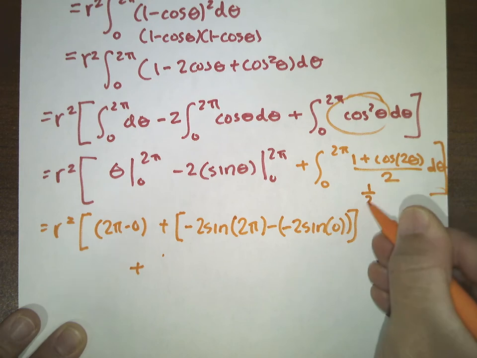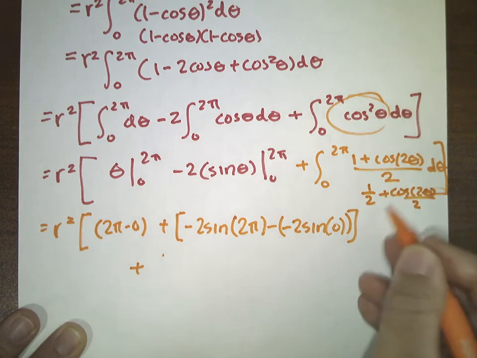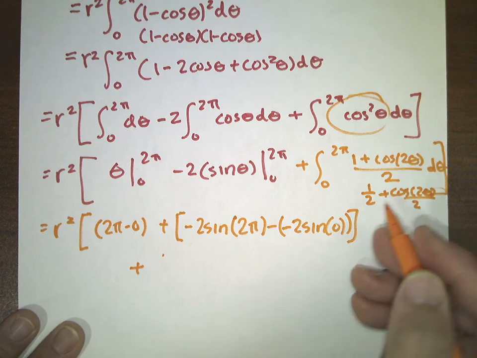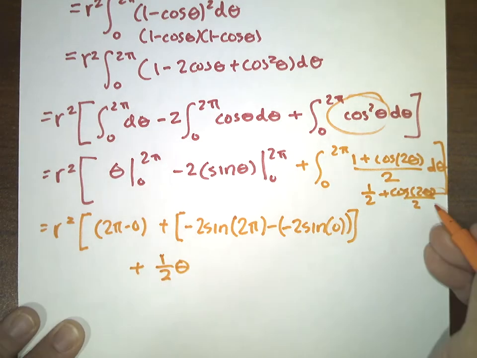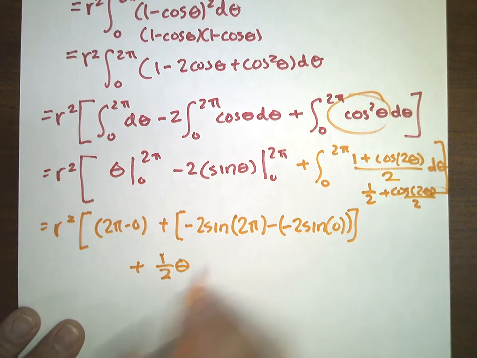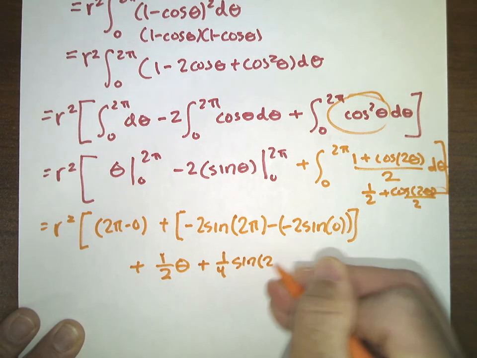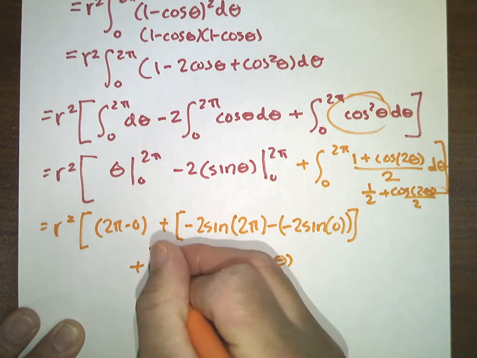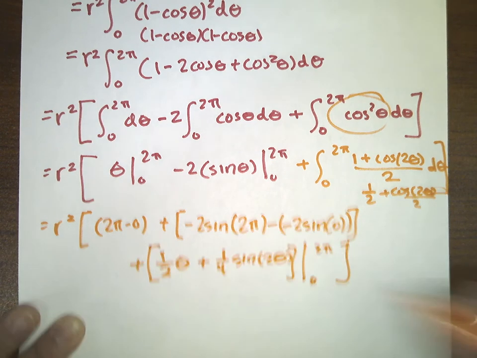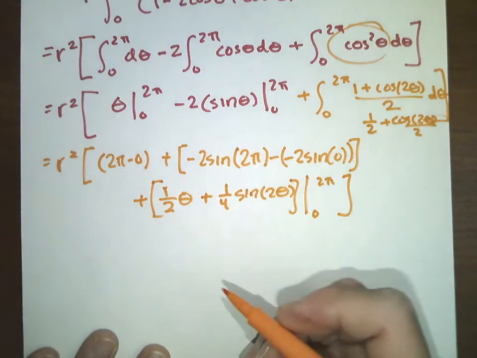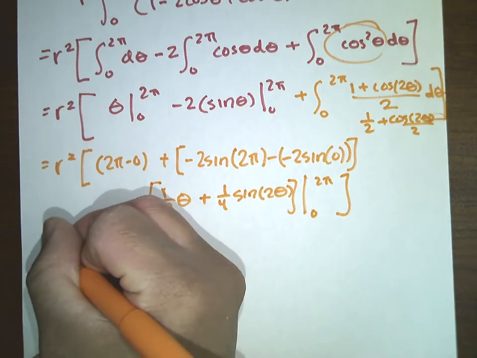So we'll break that up into a half plus cosine of 2 theta over 2. The integral of a half d theta is a half theta. And then for cosine of 2 theta over 2, we end up with 1/4 sine of 2 theta. So this part here will be evaluated from 0 to 2 pi.